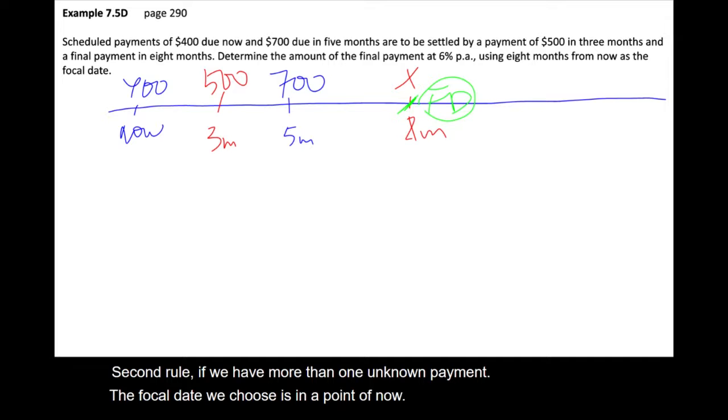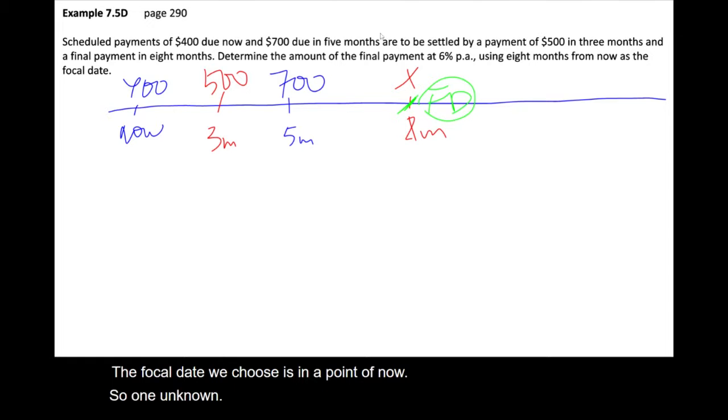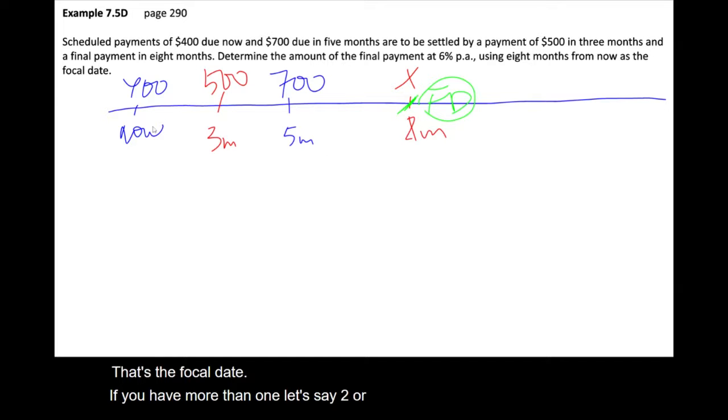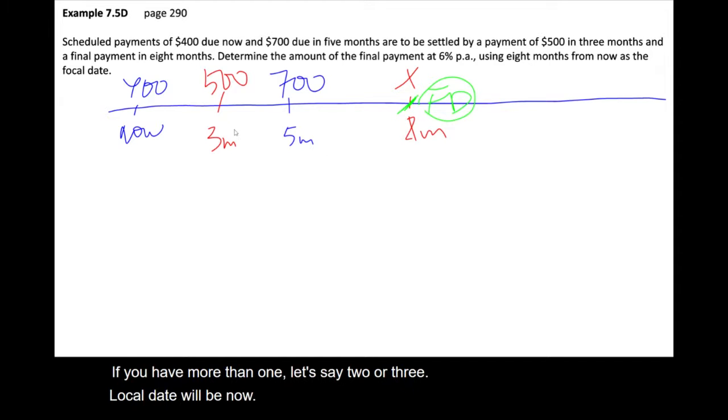Can you explain that again? So one unknown payment, that's the focal date. If you have more than one, let's say 2 or 3, the focal date will be now.